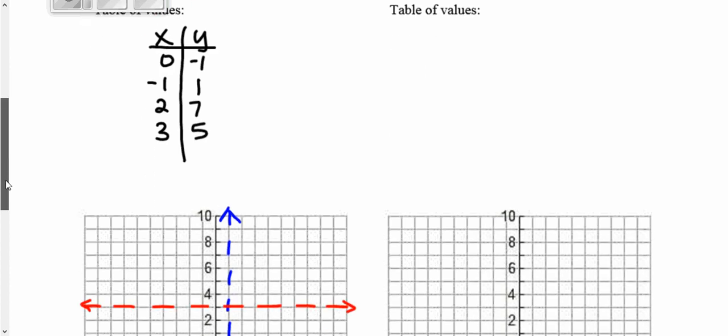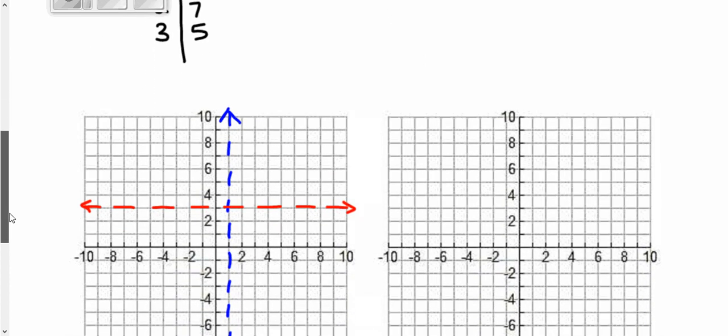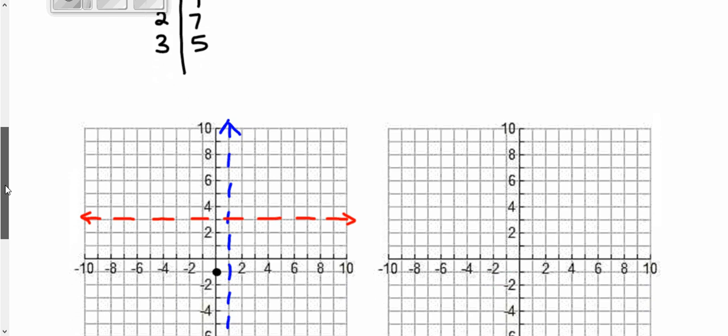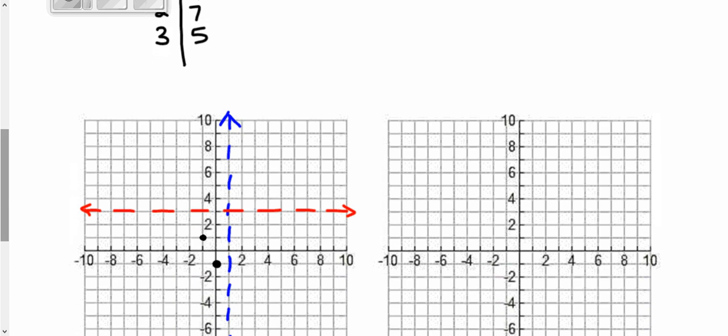All right, so I have my 4 points, and now I'm going to plot them. So 0, -1, and that was -1, 1, I believe. Yep. 2, 7, and 3, 5.